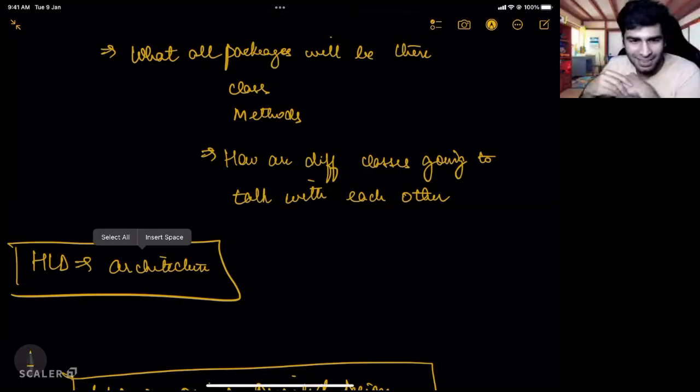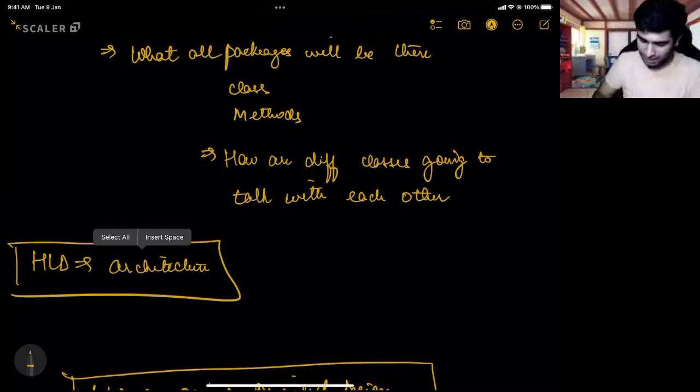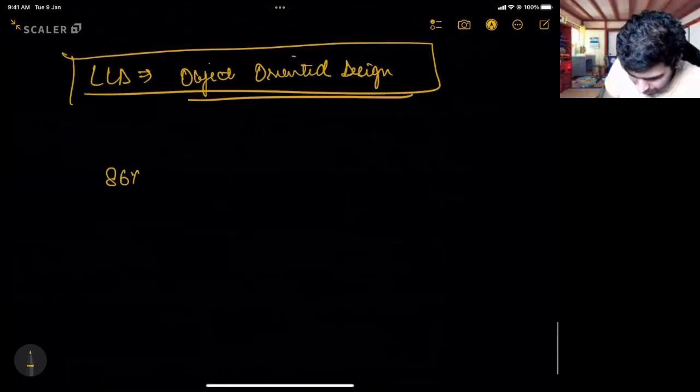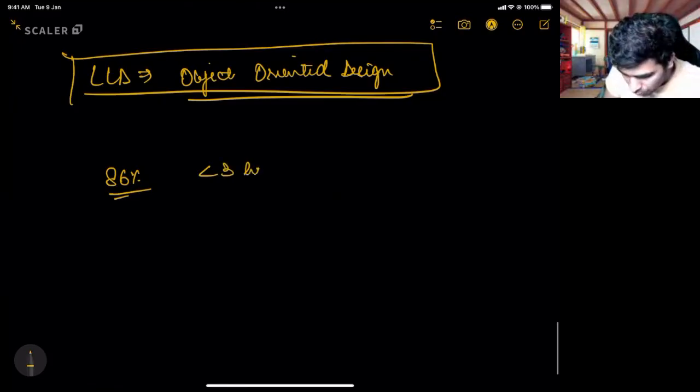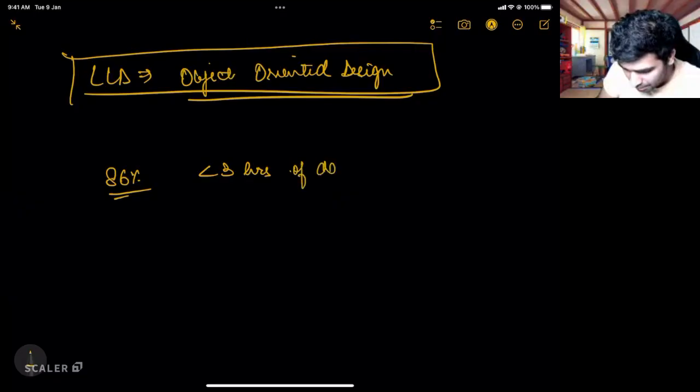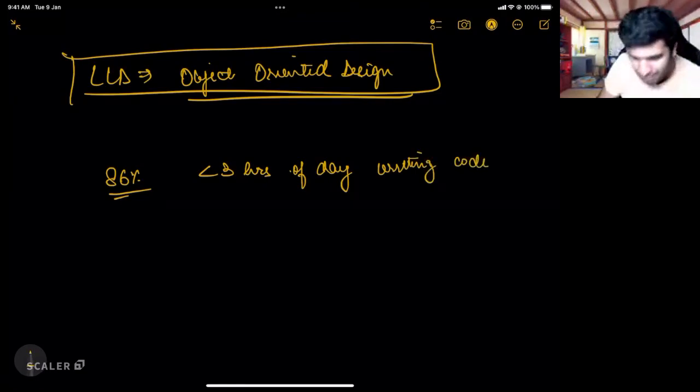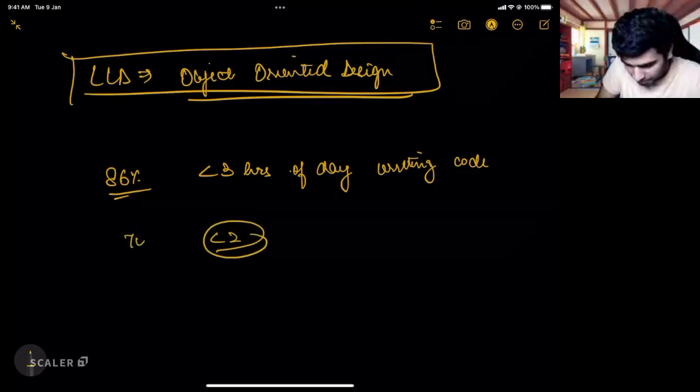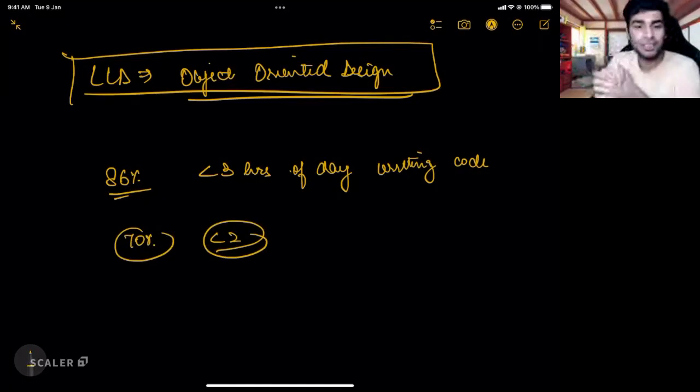Okay, so yeah, here if we see, 16 plus 32 plus 38, which is almost 86% of people here are saying that they spend less than 3 hours of a day writing code. Okay, a normal working day is of like 8 hours. Out of that, 86% people spend less than 3 hours. Even if we say less than 2 hours, 70% people just write code for less than 2 hours per day.